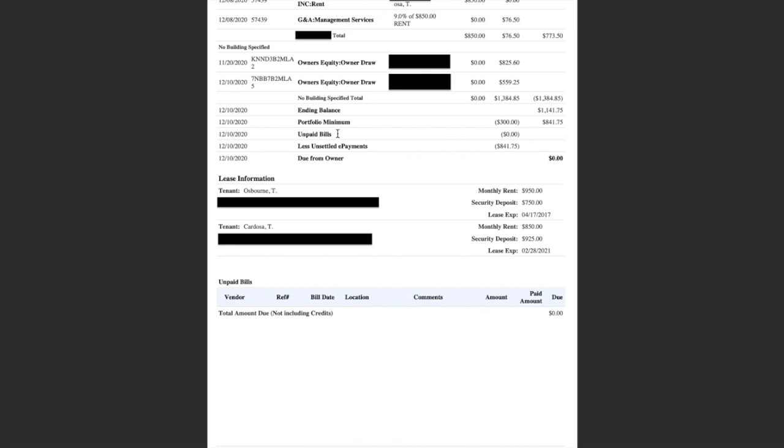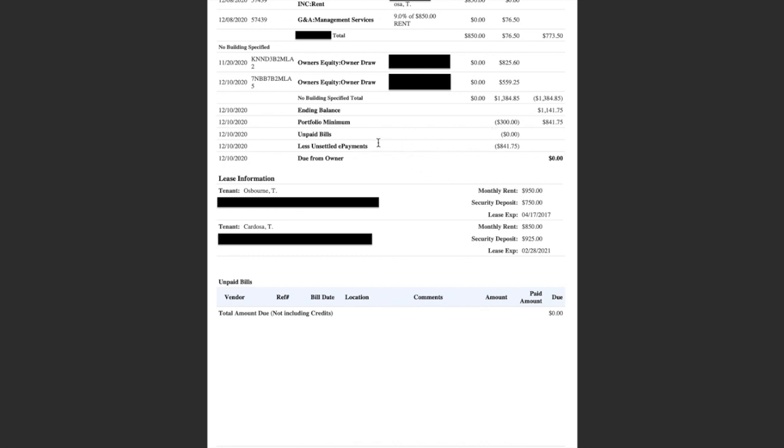The next line is for unpaid bills. Now, in this case, there are no unpaid bills. It shows 0. If there were unpaid bills, you'd come all the way down to the bottom here, and there's a section for unpaid bills specifically. If there is a bill, it's going to have the vendor name, the invoice number, the date, where it happened, what we did, and the total amount. If there was a partial payment made, it'll show a paid amount and then a total amount due remaining to be paid.